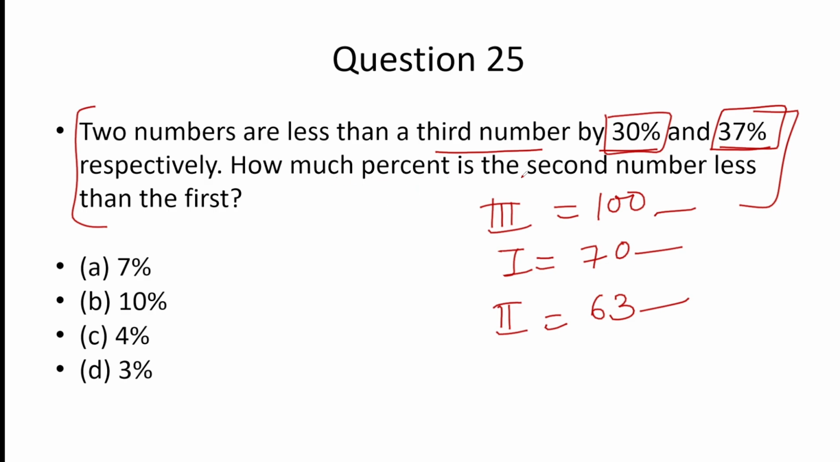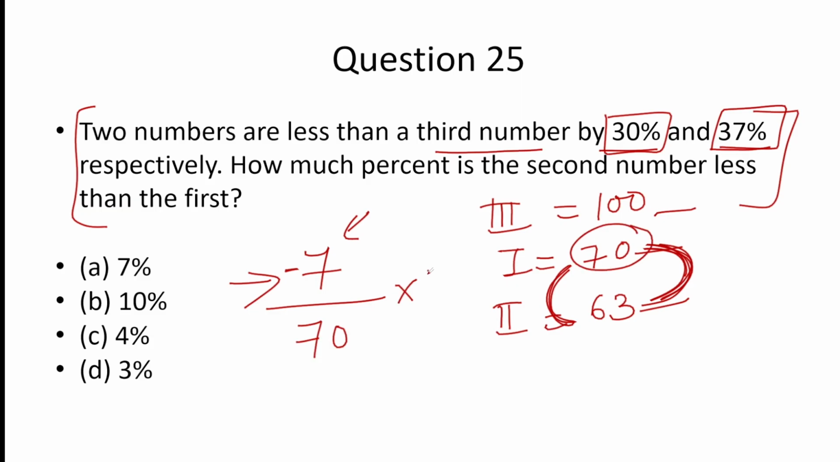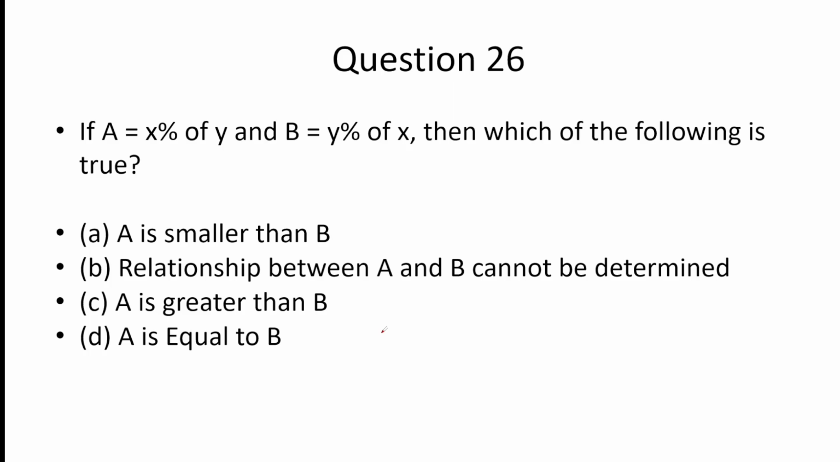The question is how much percent is the second number less than the first? 63 is how much less than 70? 63 is 7 less, so in the numerator you write 7, it is 7 less than 70. 70 is the denominator because we are comparing it with 70. So 63 is how much percent less than 70? It is 10%.